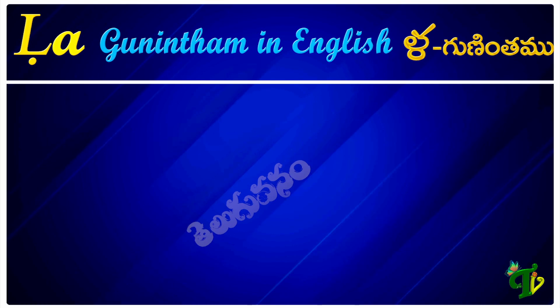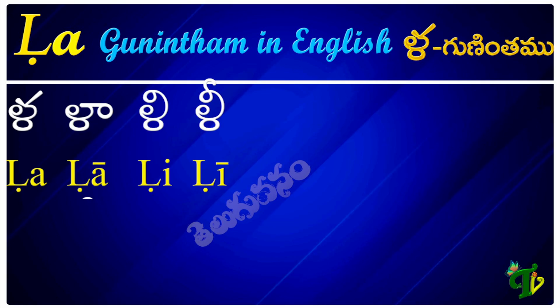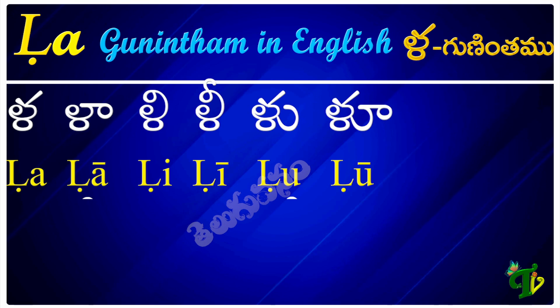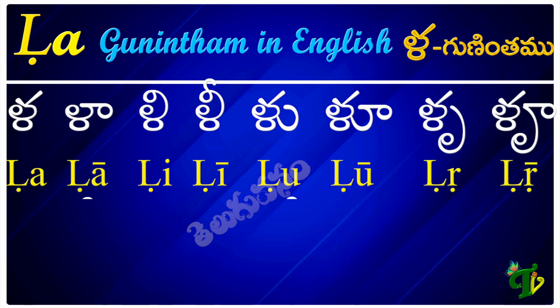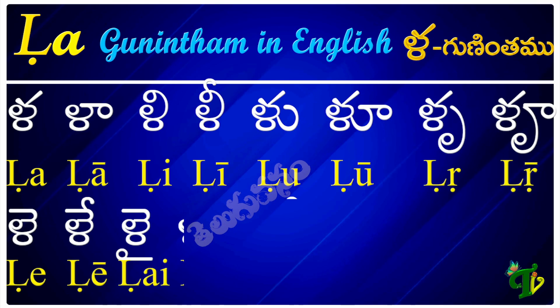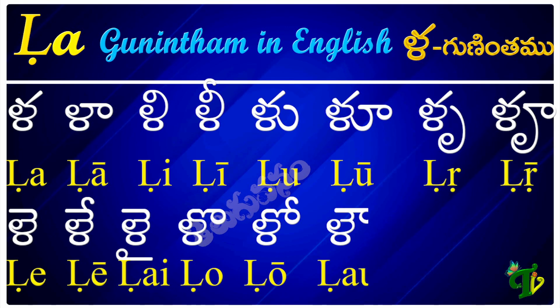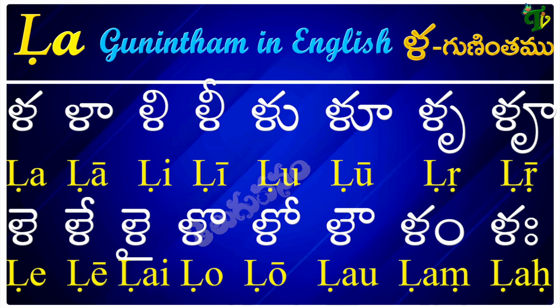Let us read Ḷa Gunintham. Ḷa, Ḷā. Ḷī, Ḷī. Ḷū, Ḷū. Ḷū, Ḷū. Ḷe, Ḷē, Ḷai. Ḷō, Ḷō, Ḷau. Ḷam, Ḷaḥ.